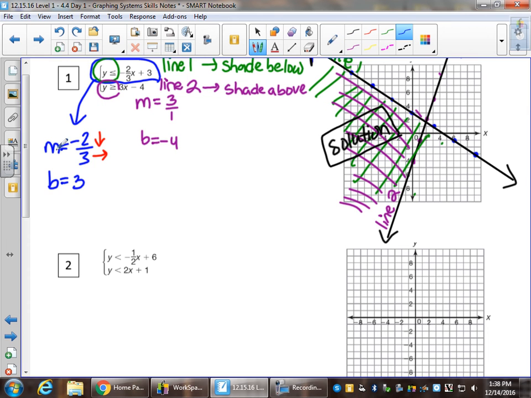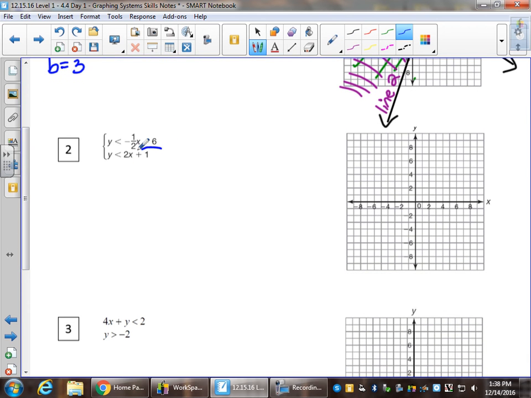For number two, I'm going to circle this one. What's M and what's B? You write down M and B first. M is negative 1/2, B is 6, and I'm going to call this line 1. So the first piece of information I use is my y-intercept. 1, 2, 3, 4, 5, 6. And then my slope, negative 1 divided by 2 means down 1, right 2. So from my y-intercept, I'm going to count down 1, right 1, 2, down 1, right 2.